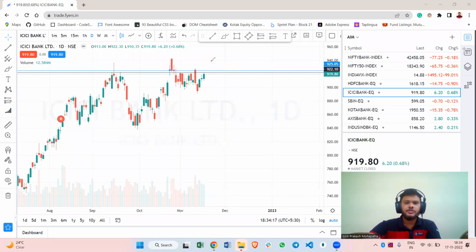It may happen that it opens a gap up around 925 and shows negative movement there, then you can go for selling, and your target will be 920 to 915.